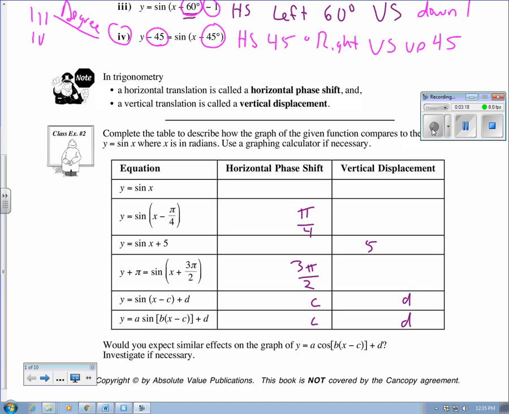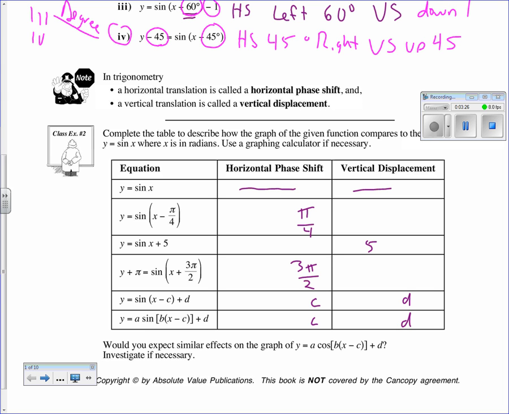Taking a look at the statements, y equals sine x is a regular graph. There's no phase shift. There's no vertical displacement. The minus on the pi/4, is that right or left? With the minus sign there. It's right. So I have to move right pi/4 units. And in this graph, I would have to be in radian mode. So that's important to note. +5 moves me up 5 units.